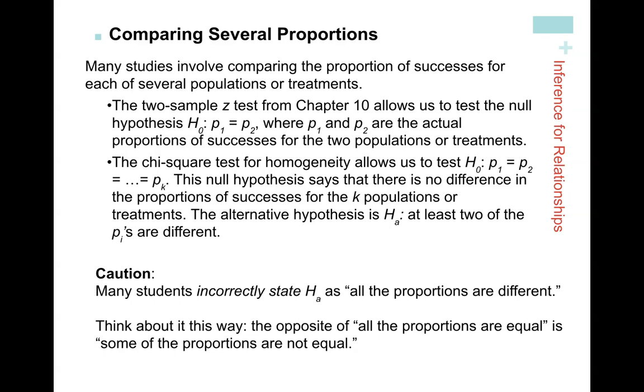In the chi-square test for homogeneity, it allows us to test H null: P1 equals P2 equals P3 equals P4 all the way to PK. This null hypothesis says that there is no difference in the proportions of successes for the K populations or treatments. The alternative hypothesis is that at least 2 of the PIs are different. Well, why is it 2 and not 1? Because in Goff, you only had 1 different. Well, if 1 is different, then you're comparing one to another, so obviously 2 of them are different. So there's 1 difference, but it affects 2 proportions.